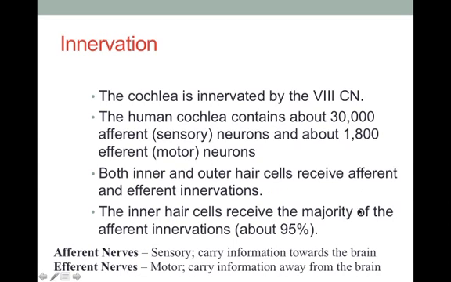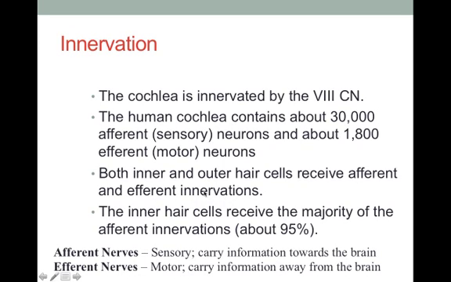There is a difference between the innervation of the inner hair cells and outer hair cells. The inner hair cells receive a majority of the afferent innervation. About 95% of the afferent innervation comes from the inner hair cells. So obviously you can see that the inner hair cells play a very important role in cochlear transduction, because they're the ones that ultimately take the information to the brain. But outer hair cells seem to receive the majority of the efferent innervation, or the motor innervation.